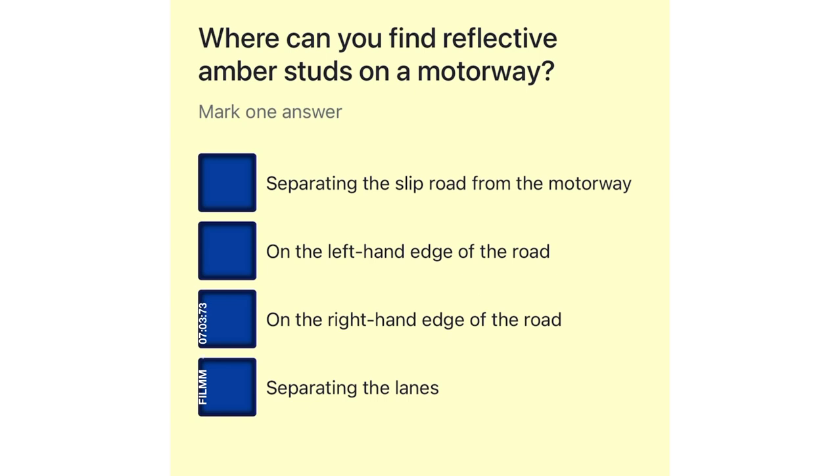Where can you find reflective amber studs on a motorway? Separating the slip road from the motorway. On the left-hand edge of the road. On the right-hand edge of the road. Separating the lanes.